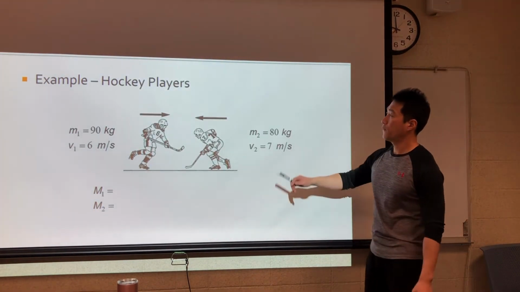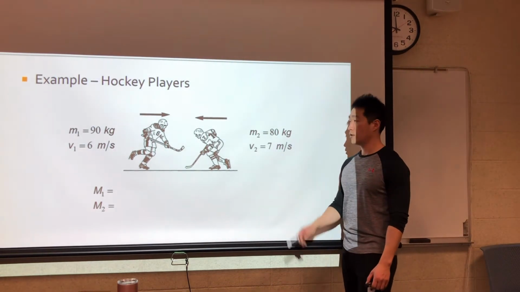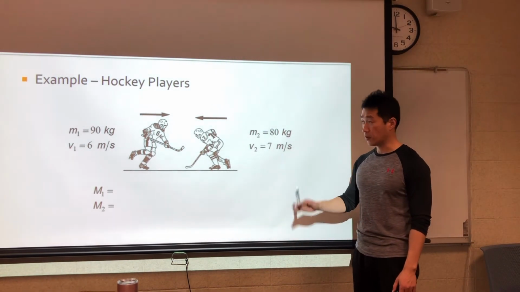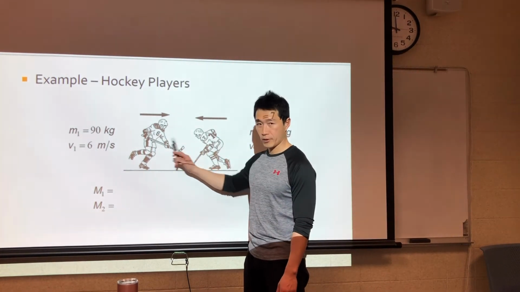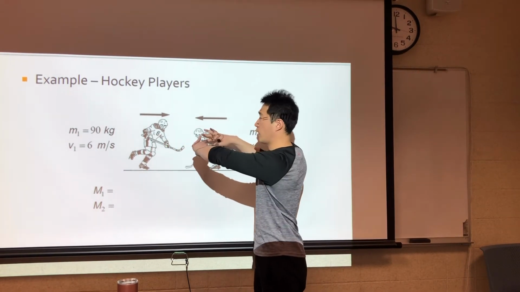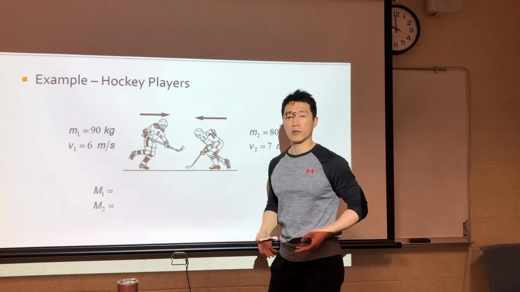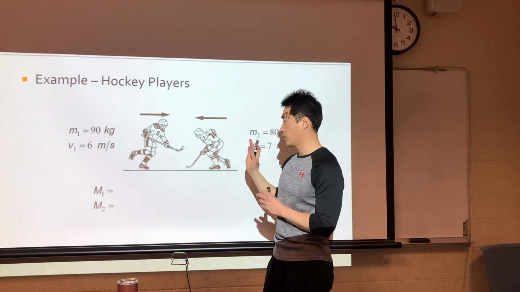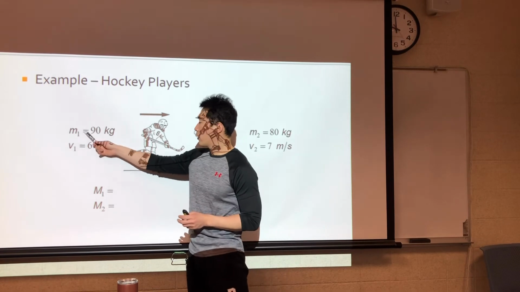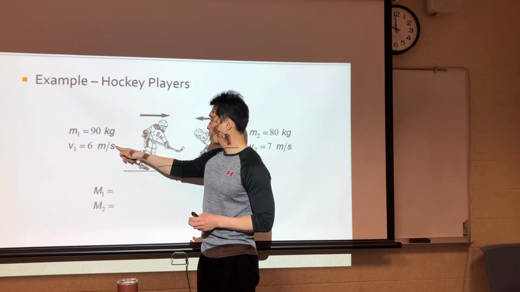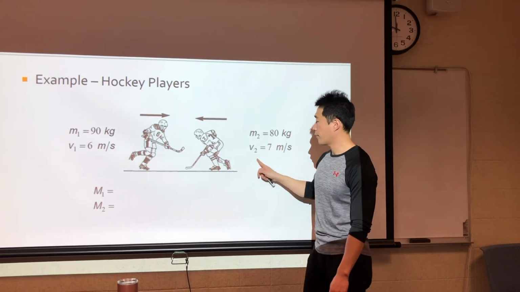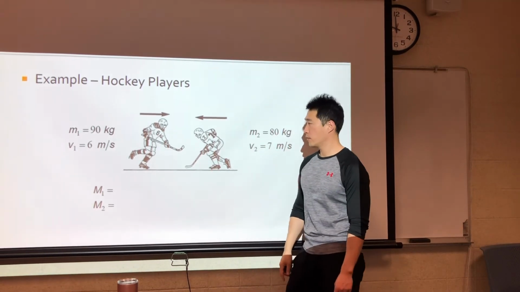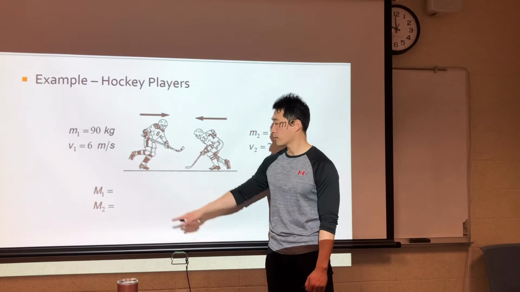Now an example of momentum. We are talking about linear momentum. There are two hockey players here, and they are about to collide with each other. I will apply the linear momentum concept to this example. M1 and V1 are his body mass and his velocity. M2 and V2 are the other player's body mass and velocity. We need to calculate the linear momentum of these two players.